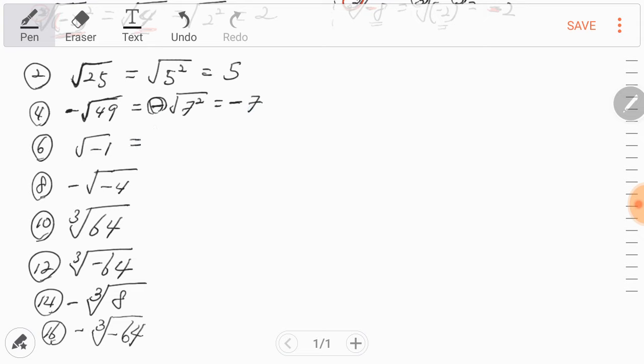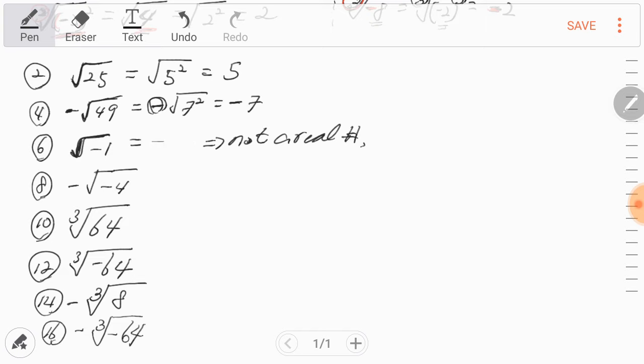Okay, how about this one? This is a square root. The index is even, right? The index is even, then the radicand has to be positive. This one is negative, so this is not a real number. This is an imaginary number, so just leave it. We will do imaginary numbers later.